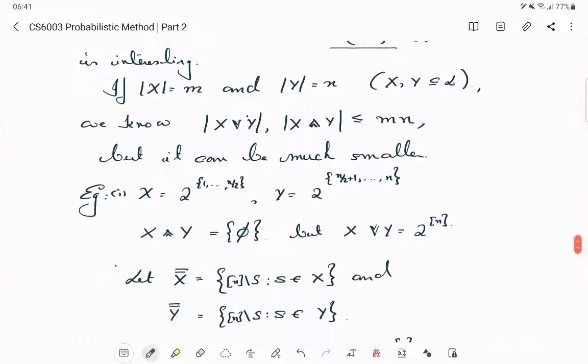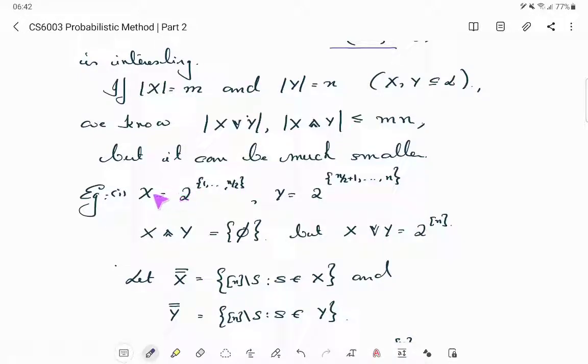Now you can also verify what happens if you take this entry-wise complement. Okay, this is not the complement of the family. This X double bar denotes that you enter inside X, take every set S from this family, and take its complement under the ground set that is given to you. So this is X double bar.